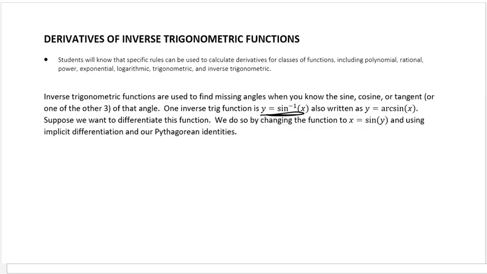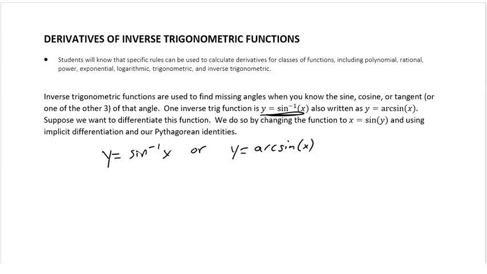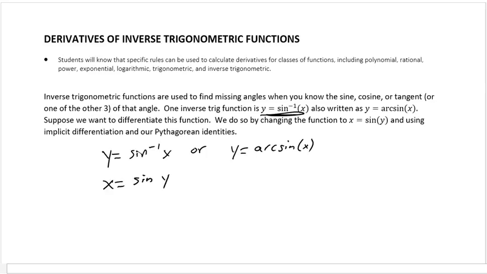And remember that they find angles. So y equals inverse sine of x, or another way to write it is y equals arc sine of x. And they still use both. They haven't decided on one. Some people prefer one over the other, but we want to take the derivative of this function. Well, if y is the inverse sine of x, that means that x equals the sine of y. Y is the angle and x is the sine of that angle. And that's how the inverse sine works.